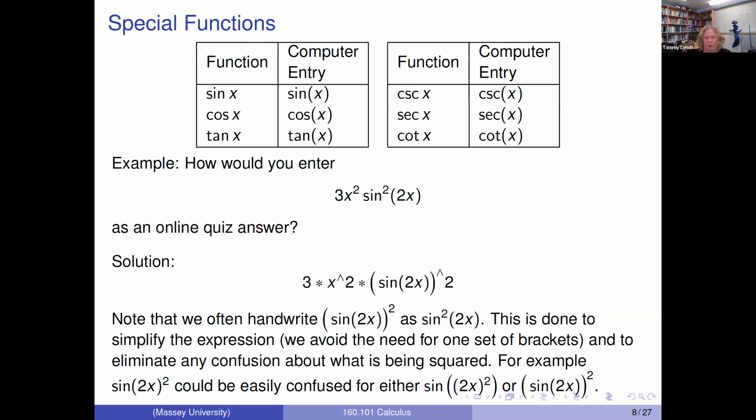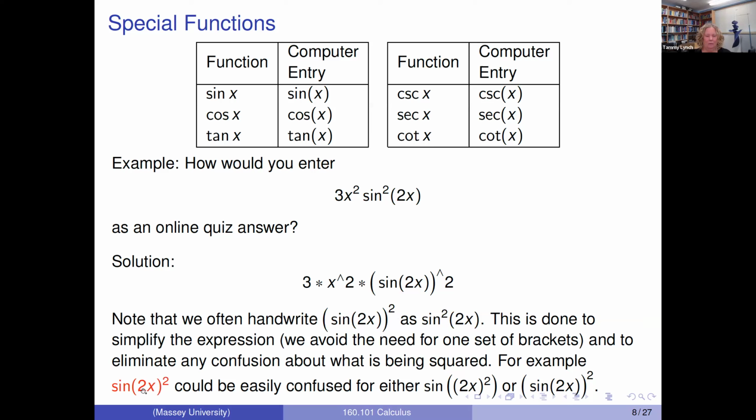So we often handwrite sine of 2x all squared as sine squared of 2x. And the reason that we do that is because we avoid a set of brackets. And this is just easier to read on paper, or on your computer screen, by avoiding that set of brackets. This is technically the correct mathematical expression for what we're doing. We're taking the sine of 2x, and then we are squaring all of that.